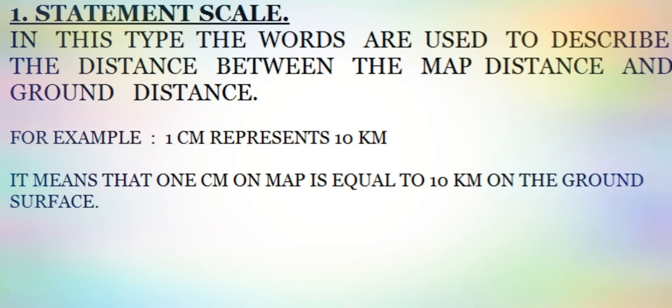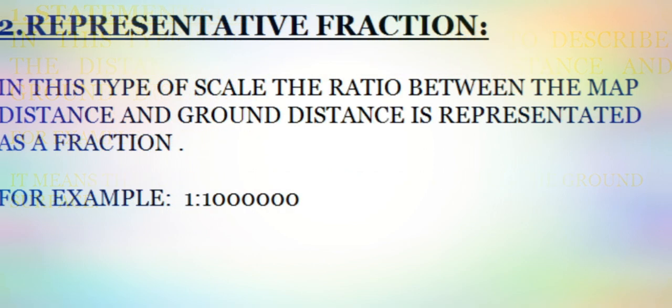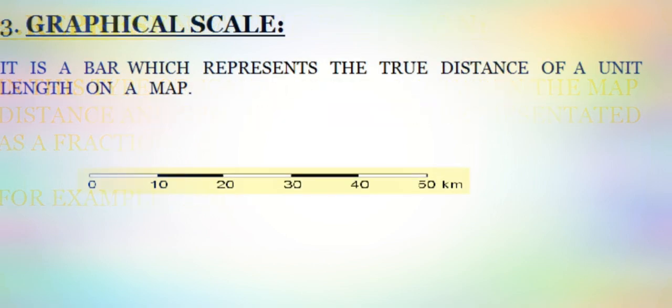Then the second way to show the scale, that is representative fraction, or it is also known as numerical fraction. In this type of scale, the ratio between the map distance and ground distance is represented as a fraction. And the third way is graphical scale or linear scale. Linear scale of a map is a bar which usually represents the true distance of a unit length on a map. It is shown like this.